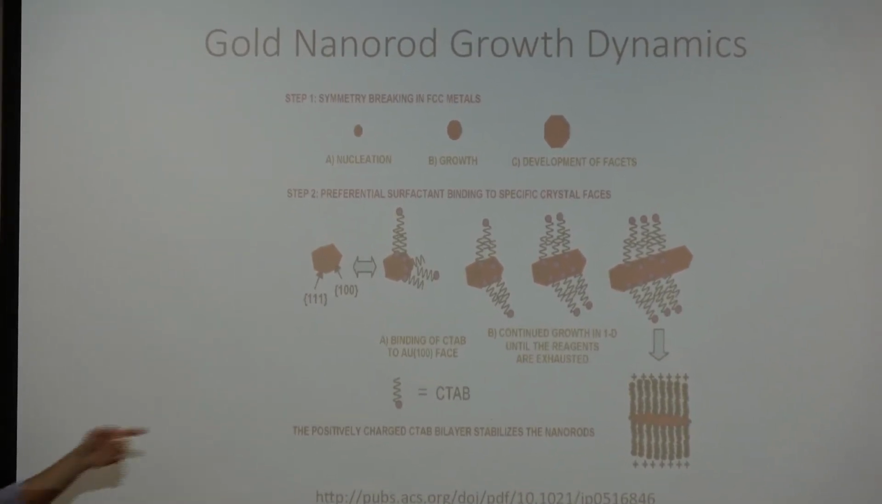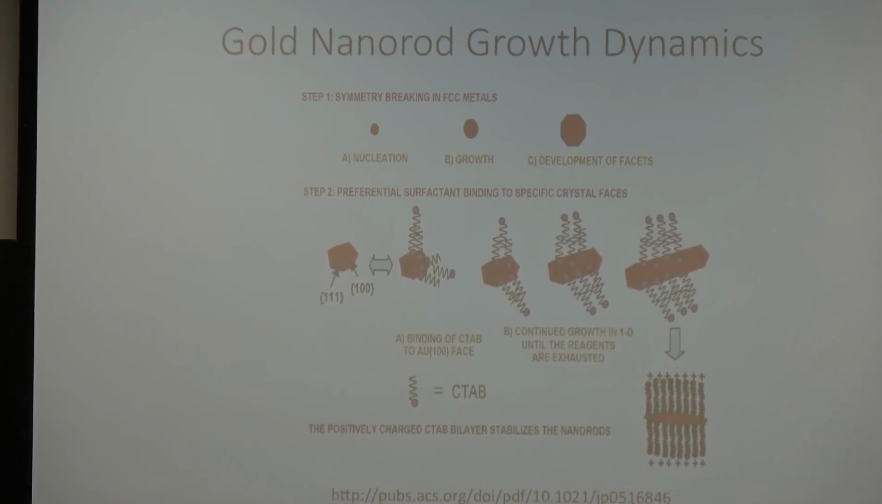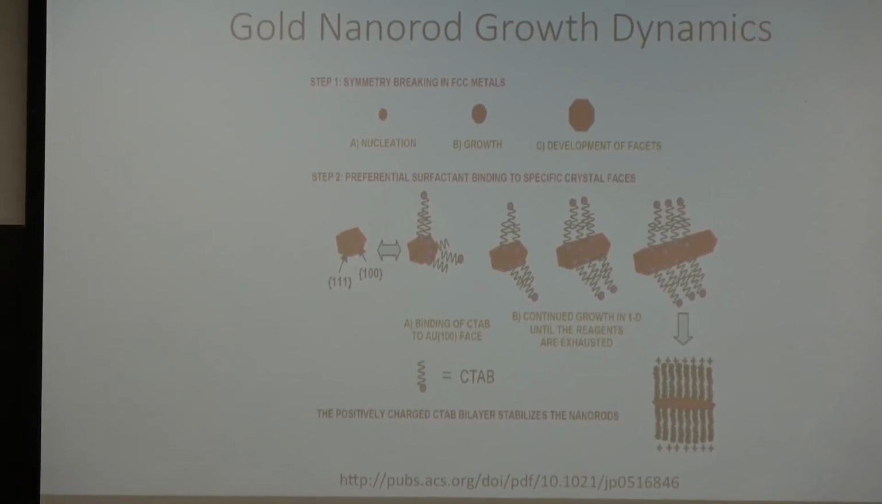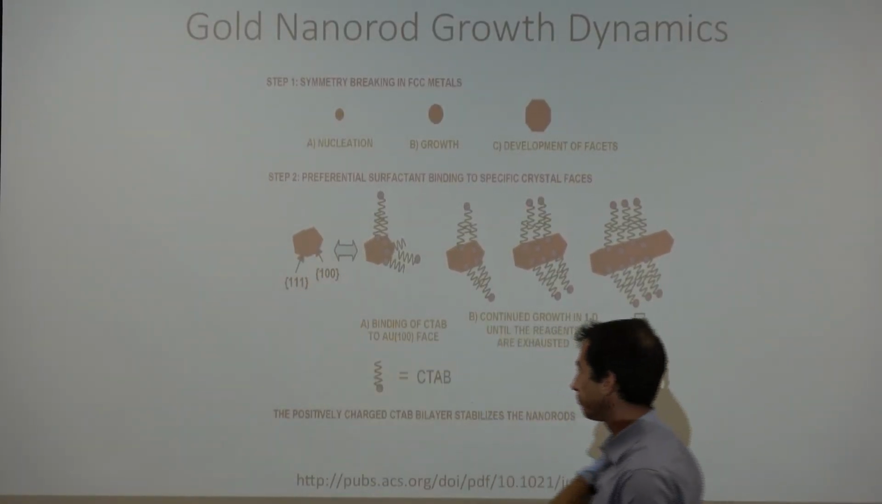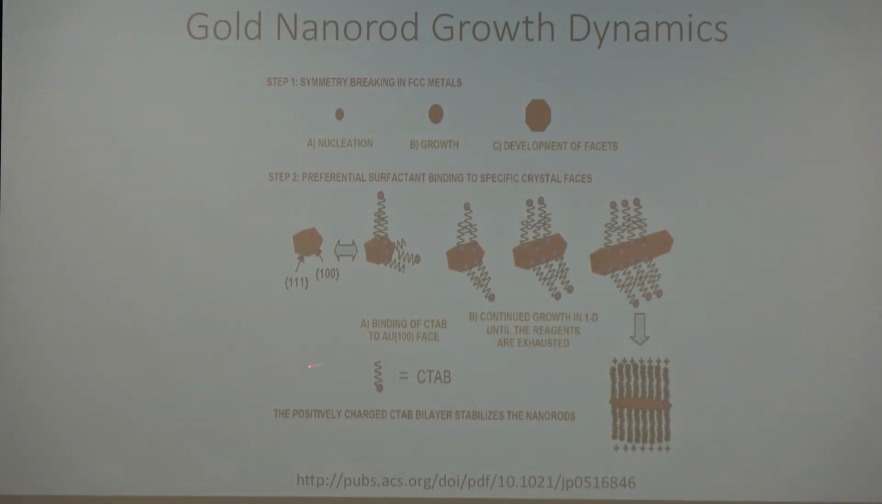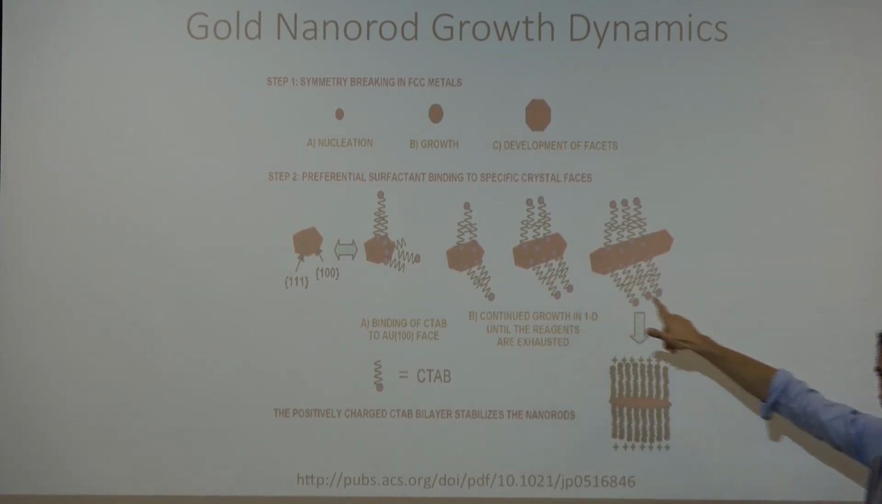It turns out that the seed is actually kind of an icosahedron. It's not a sphere in any way, which kind of makes sense. These are very small, and so we have different facets. The tips tend to have a different planar orientation than the sides, and therefore the sides have higher energy than the tips, so they're less energetically stable. Therefore, they have more affinity for this surfactant, and the surfactant essentially shields the sides, leaving the tips exposed.